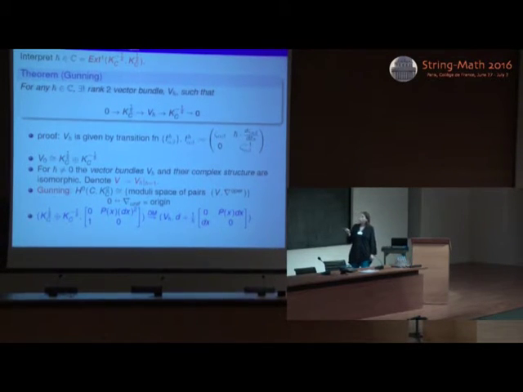And the proof that we are going to generalize is that V h bar is given by these transition functions. And we can notice that when h bar equals 0, this is diagonal. So in particular, V0 is isomorphic to the half canonical direct sum with the half anti-canonical. While for h bar not equal to 0, all these vector bundles, together with the complex structures, are isomorphic.